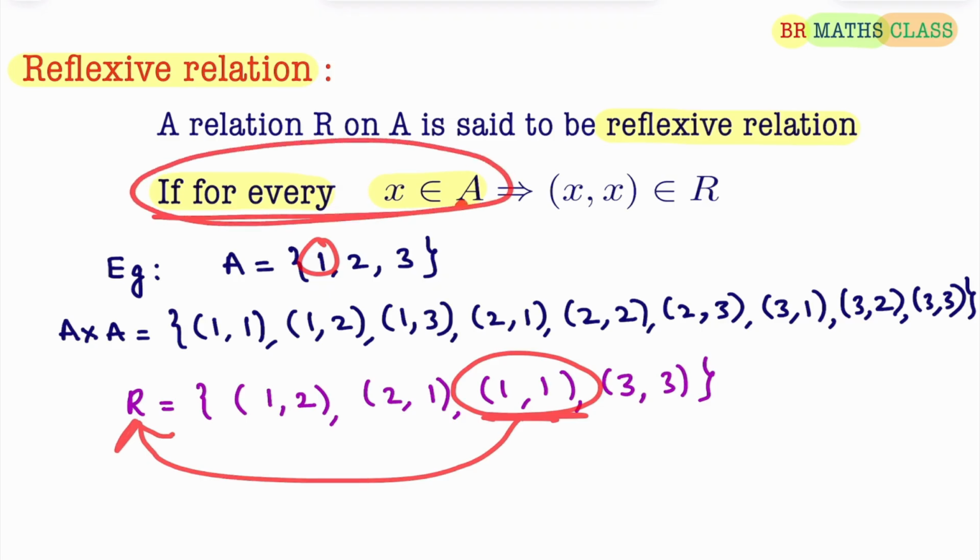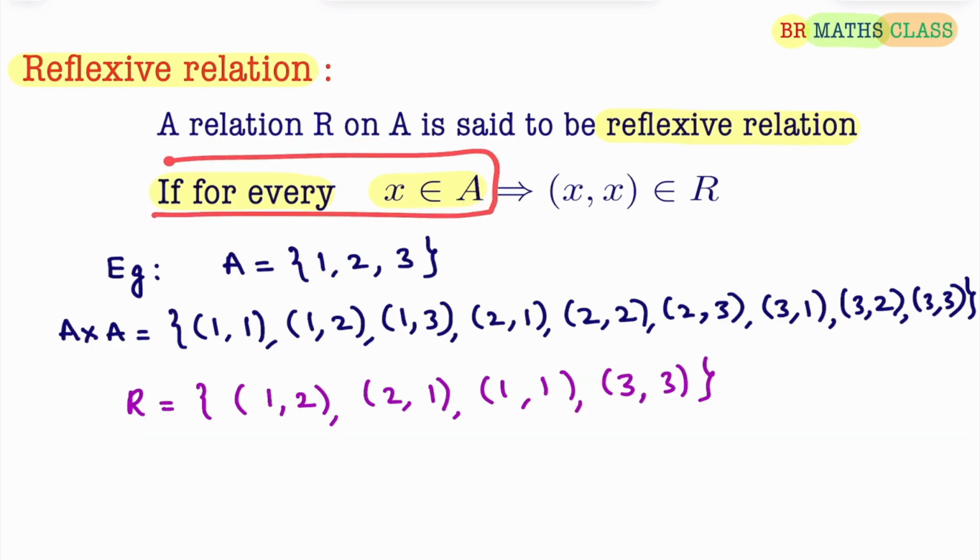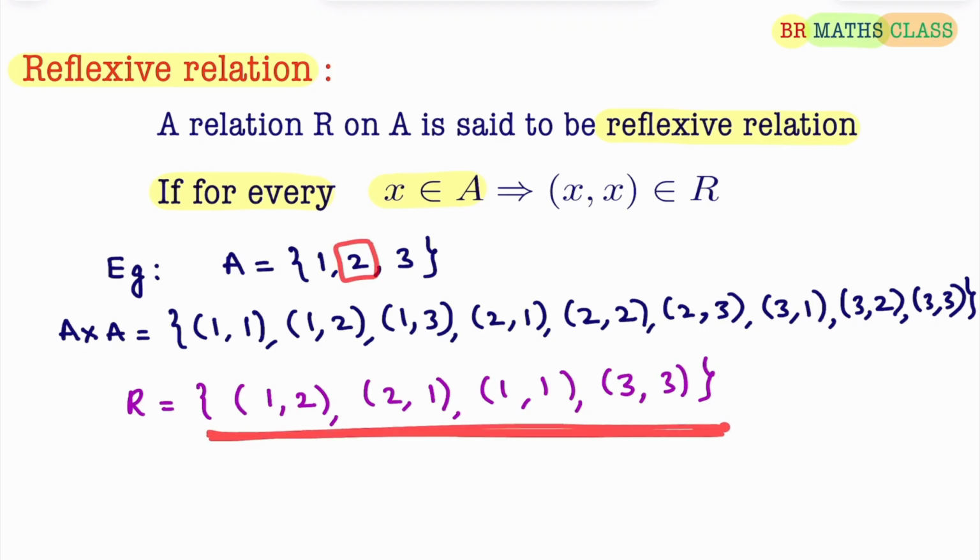Then only you can say that for every x in set A, if ordered pair x comma x belongs to R, then this relation is reflexive relation. Suppose 1 comma 1 is there. That means we say that this element passed the reflexive test. Now we come to the next element, because they are asking for every element in set A. Come to the second element 2. You observe, 2 comma 2 is not in this relation.